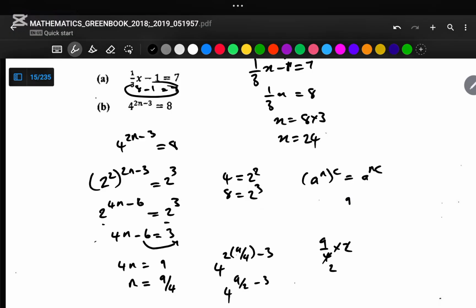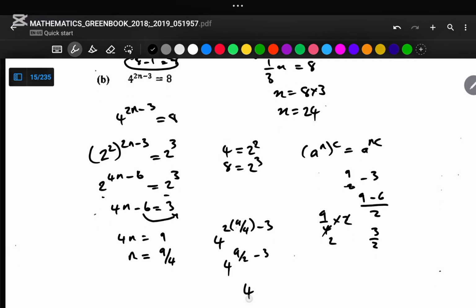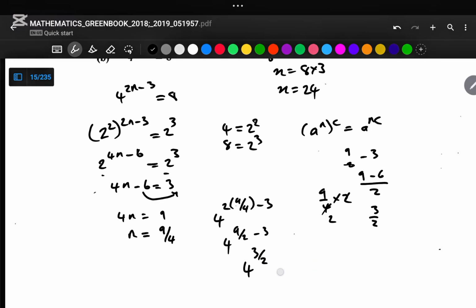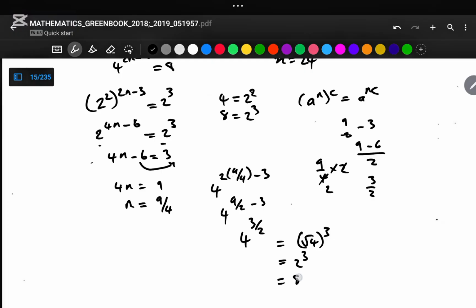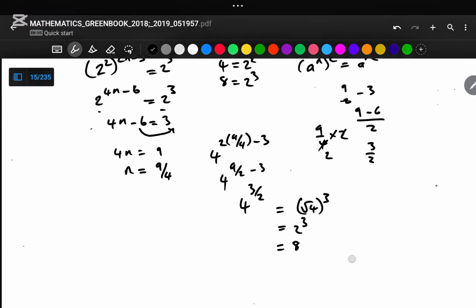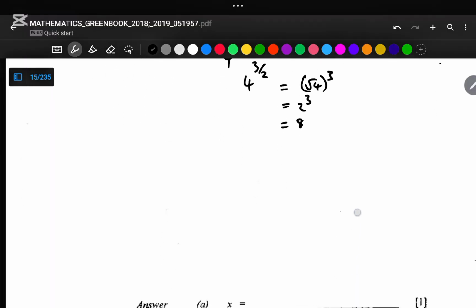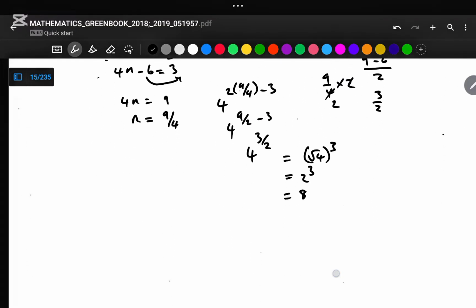So it is 9 over 2 minus 3, and our common denominator is 2, so it's 9 over 2 minus 6 over 2, so it gives us 9 minus 6. So 9 minus 6 gives us 3, so it's 3 over 2. So this simply means that we are raising 4 to the power 3 over 2. Alright, 4 raised to the power 3 over 2 is equal to the square root of 4 raised to the power 3. And what is the square root of 4? It is 2, raised to the power 3, and 2 raised to the power 3 is equal to 8. So our answer was correct. That is n is equal to 9 over 4. So x is equal to 24 and n is equal to 9 over 4.